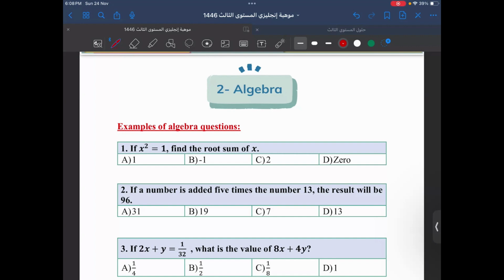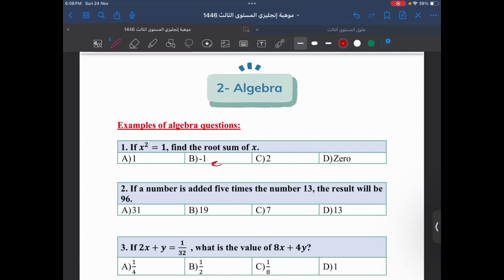No problem. If x squared equals 1, find the root sum of x. So you think it is -1. Okay, so let's see if that's true. So here we're saying that x squared is 1, and I want to find the root sum of x. So the root of x squared, would it equal only 1? No. So it's going to be equal to what? Negative. Exactly. So we have -1 and positive 1.